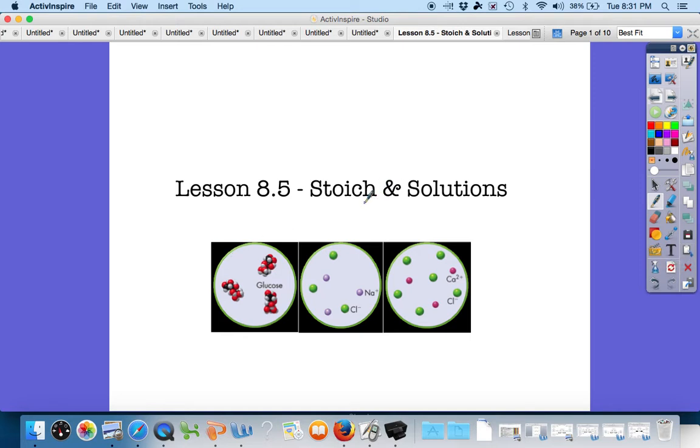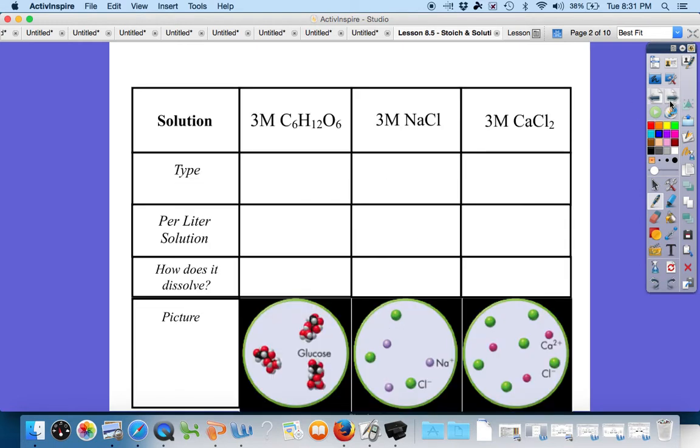So we are finishing up our solutions unit by looking at how stoichiometry and solutions chemistry interact. So here we have three different solutions. All three solutions have a molarity of 3.